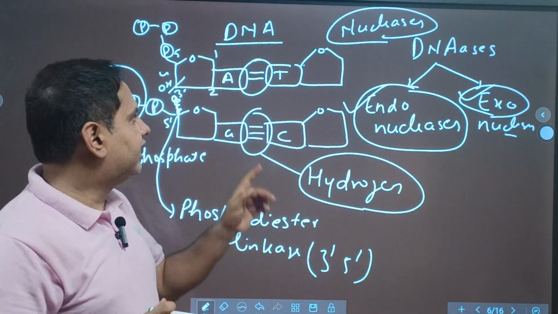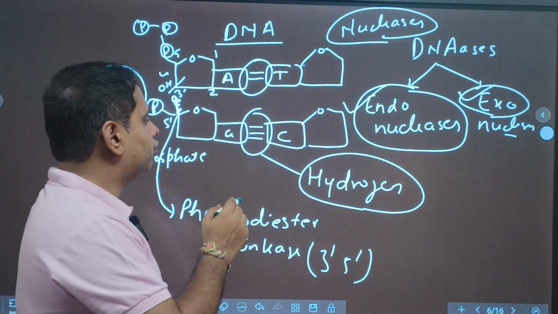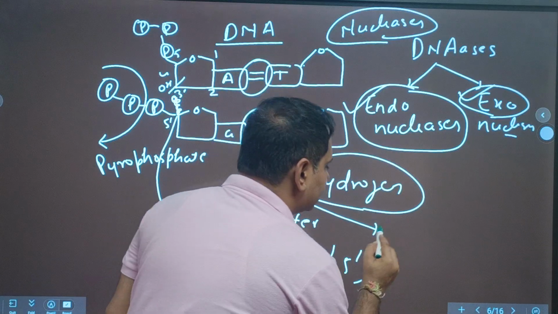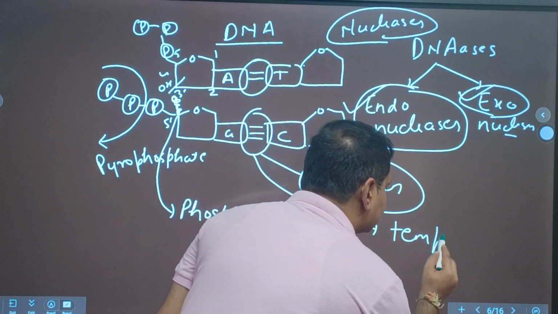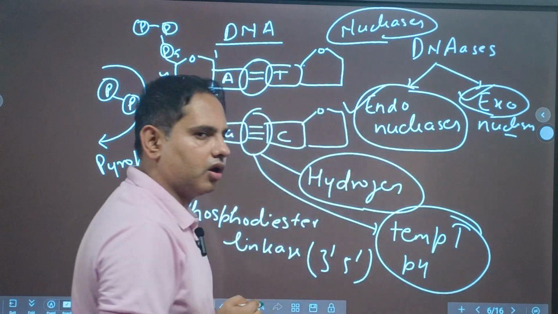These hydrogen bonds are strong, but not stronger. You can break them by increasing the temperature, or by changing the pH, so these bonds can be broken down.